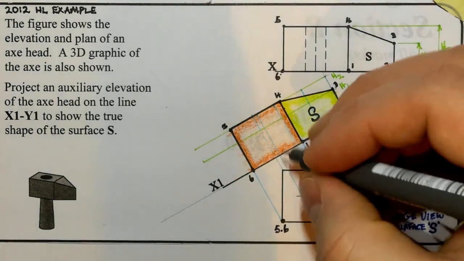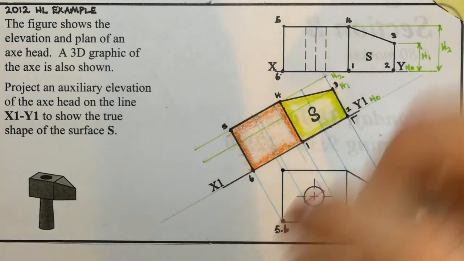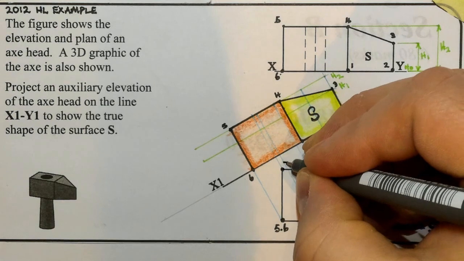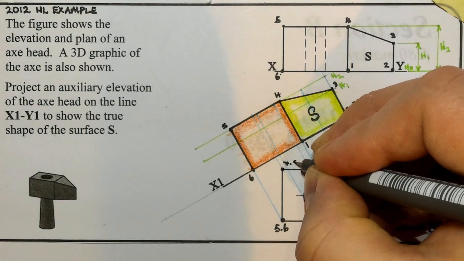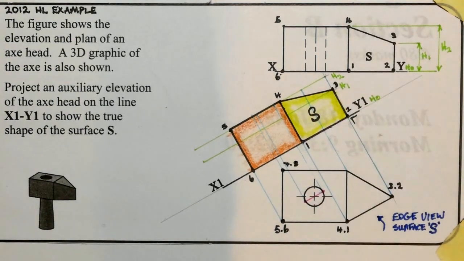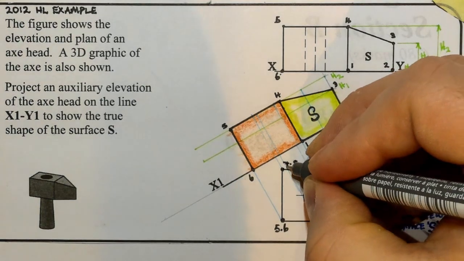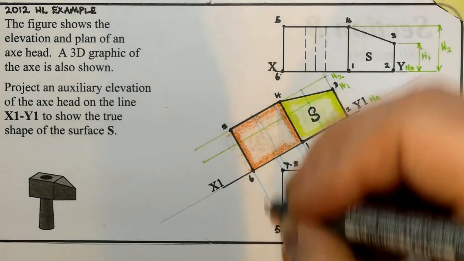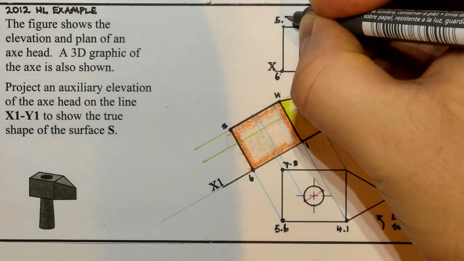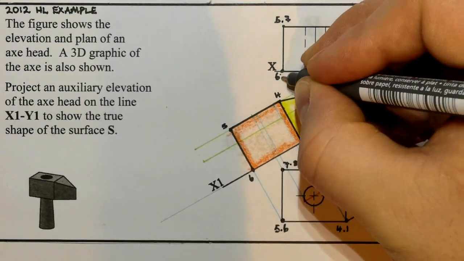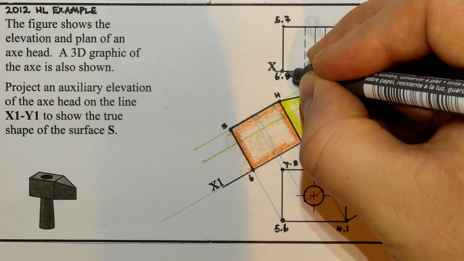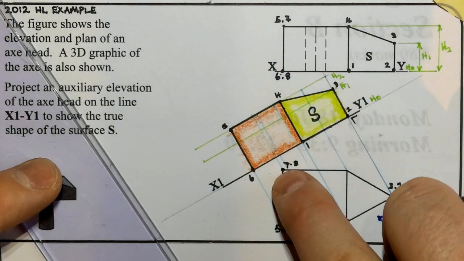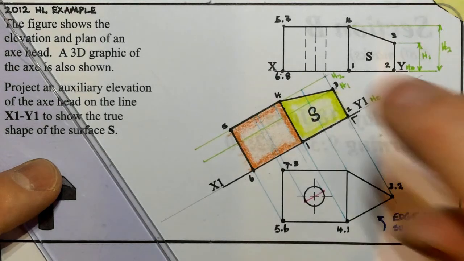Okay, let's say we label the points here behind 5 and 6 here in the plan view. Let's say we call them 7 and 8. Now where are 7 and 8 in the elevation? Well, 7, because it's on top of 8, so 7 is going to be behind point 5. And 8 will be behind point 6.